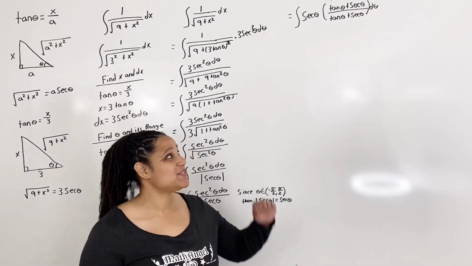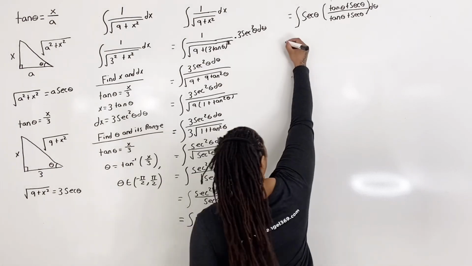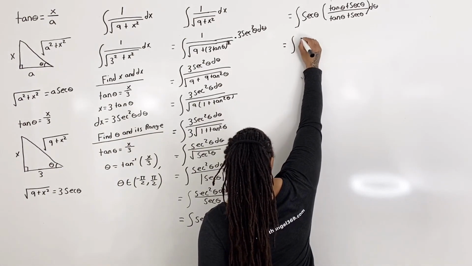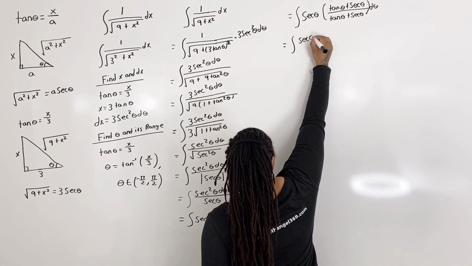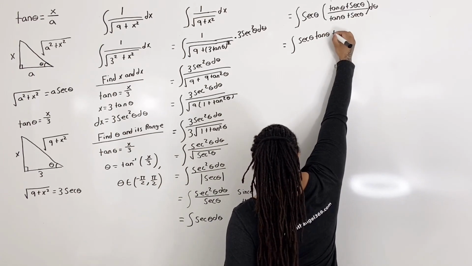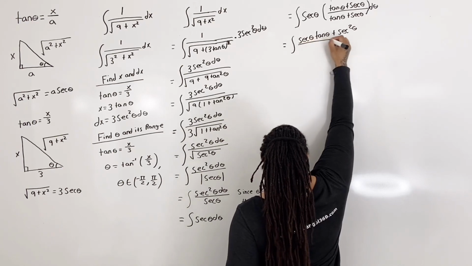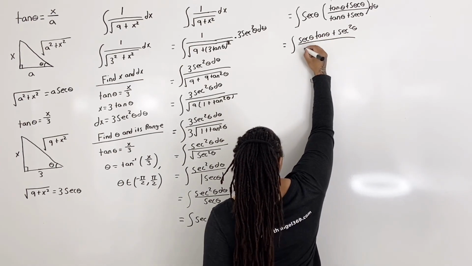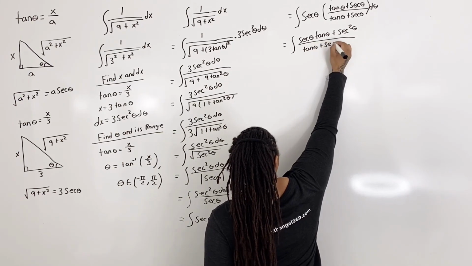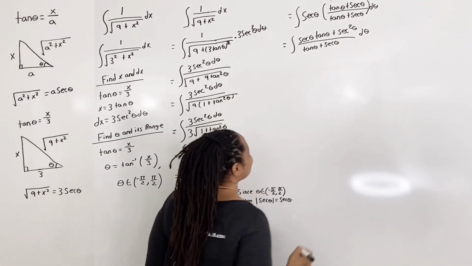Now I'm just going to multiply secant theta across the parentheses. So this is equal to the integral of secant theta tan theta plus secant squared theta, divided by tan theta plus secant theta, and d theta on the outside.